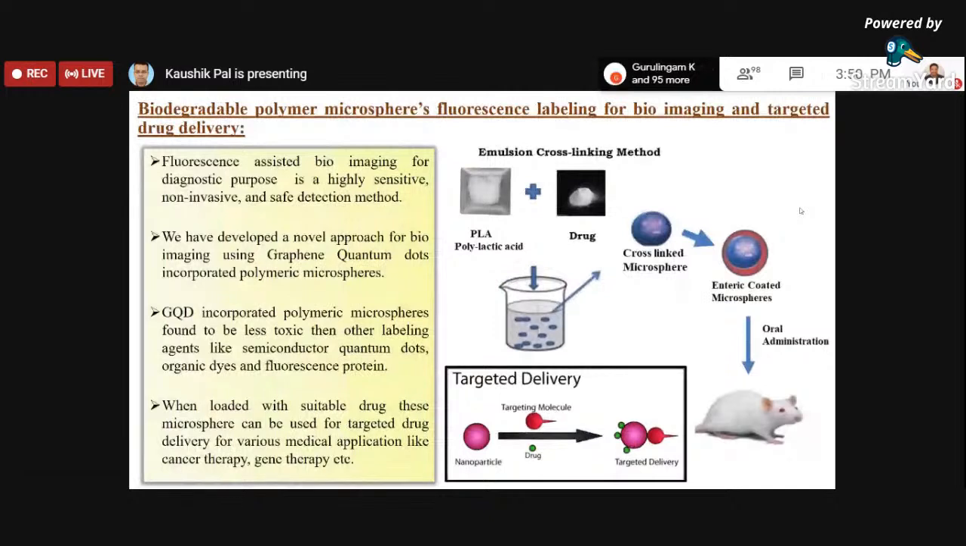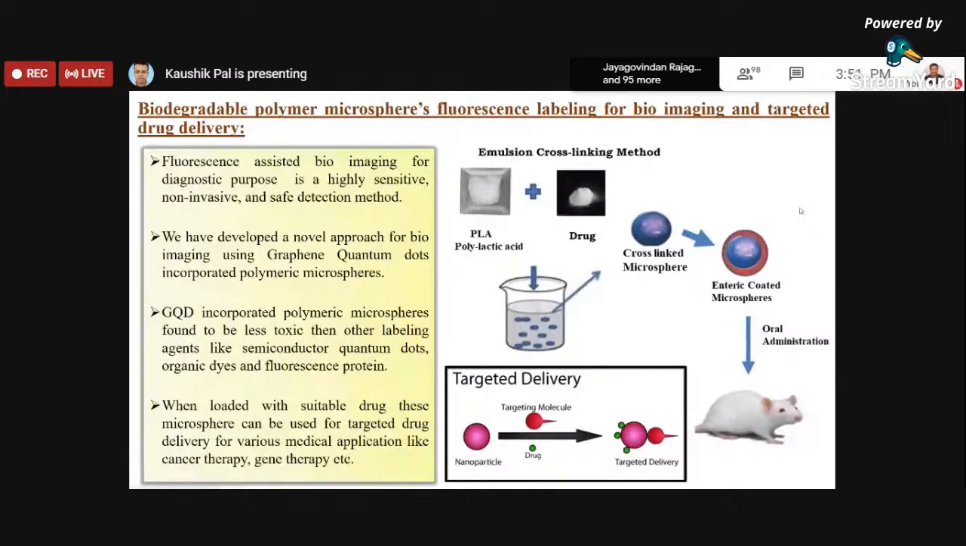Now this is targeted drug delivery basically. So, fluorescence assisted bioimaging: why am I using carbon nano dots, or carbon quantum dots, or graphene quantum dots? Fluorescence assisted bioimaging for diagnostic purposes is a highly sensitive, non-invasive and safe detection method. We have developed a novel approach for bioimaging using graphene quantum dots, GQD incorporated polymeric microspheres. Basically, this project was funded maybe 5 years back by the Royal Society of Chemistry.